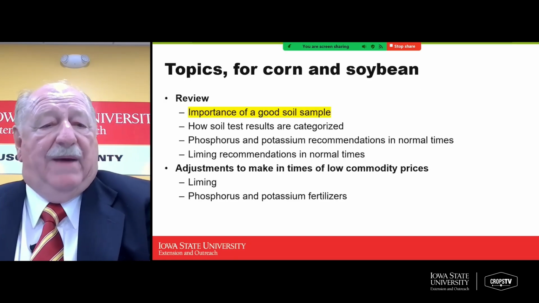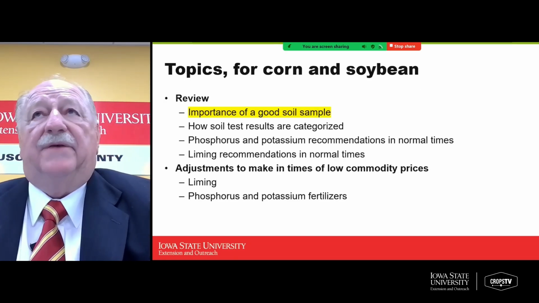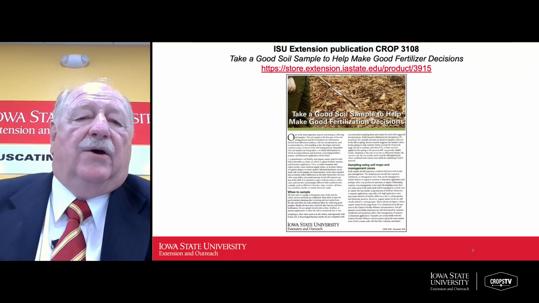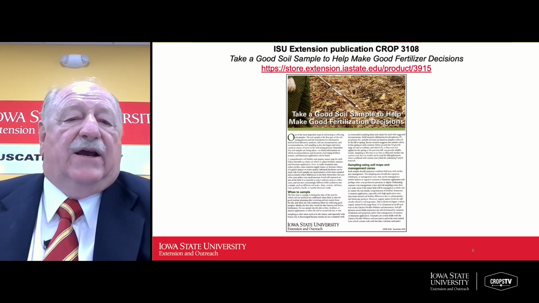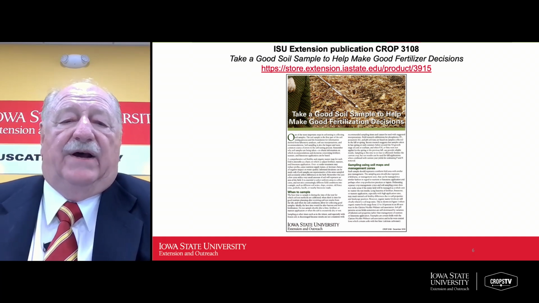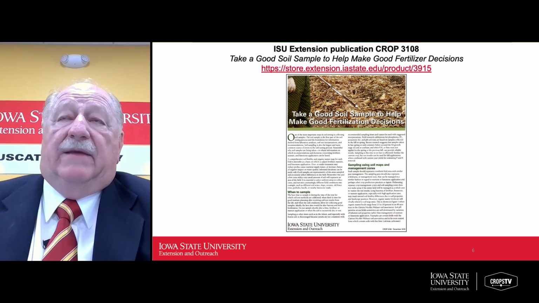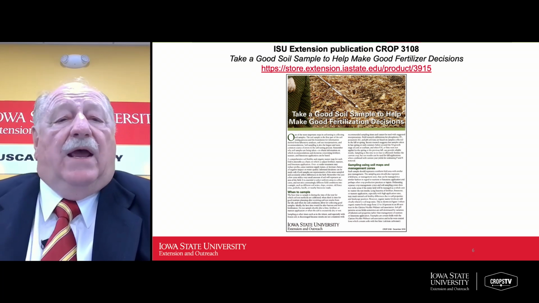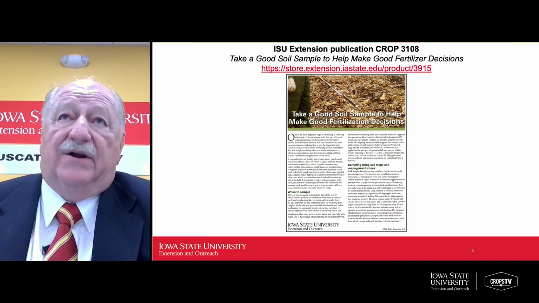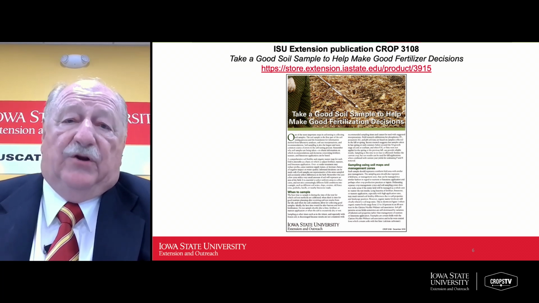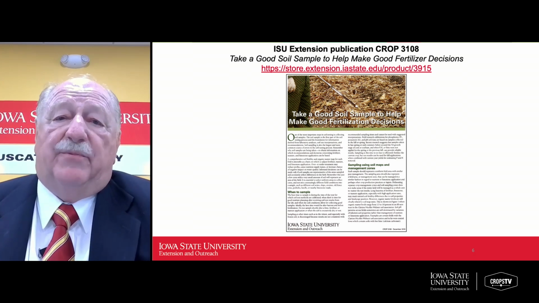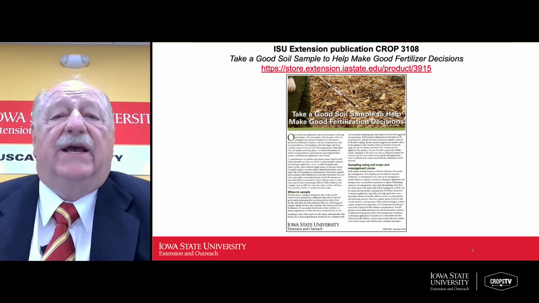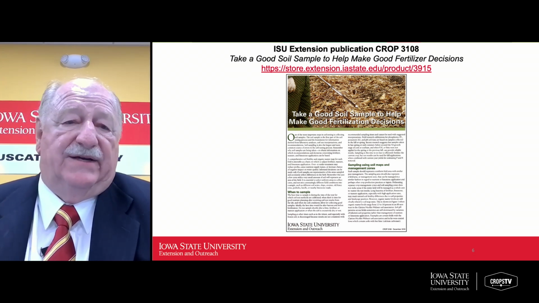So with that as background, we'll begin, I think, by taking a little bit of a look at good soil samples. This publication, Take a Good Soil Sample to Help Make Good Fertilizer Decisions, can be downloaded from the resource list that is on your field notes. This gets into the weeds of how to take a good soil sample. If you did not take your own, be sure that the person that has taken or will take your soil samples is very familiar with the contents.